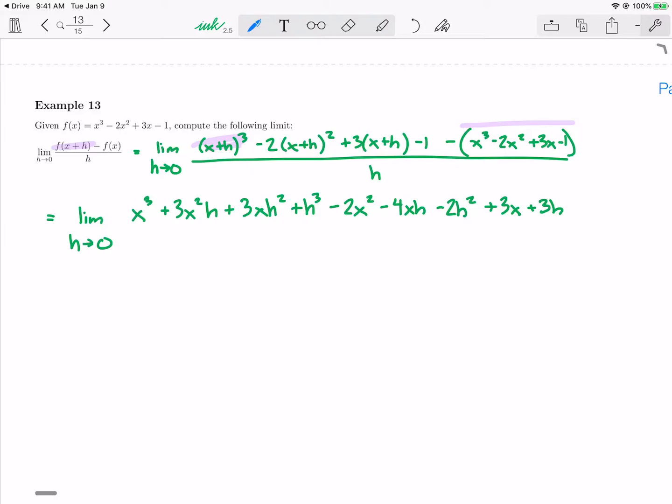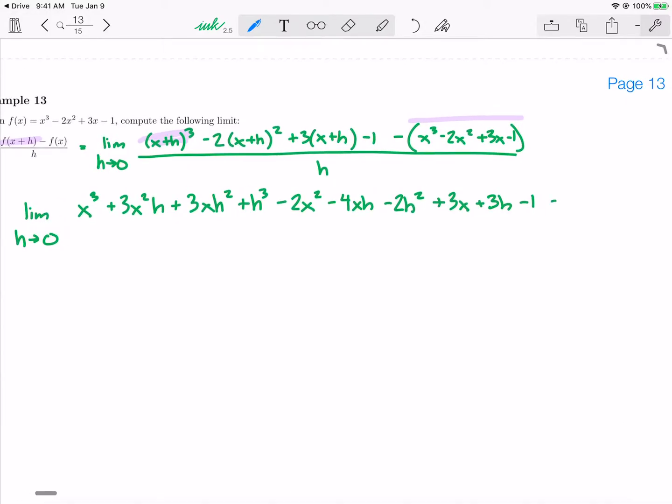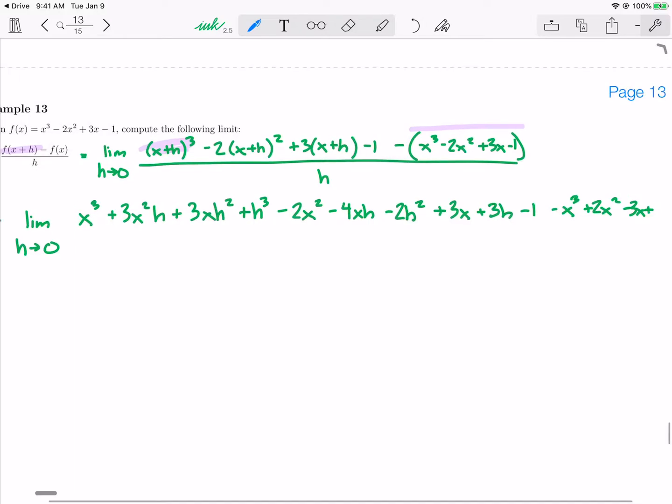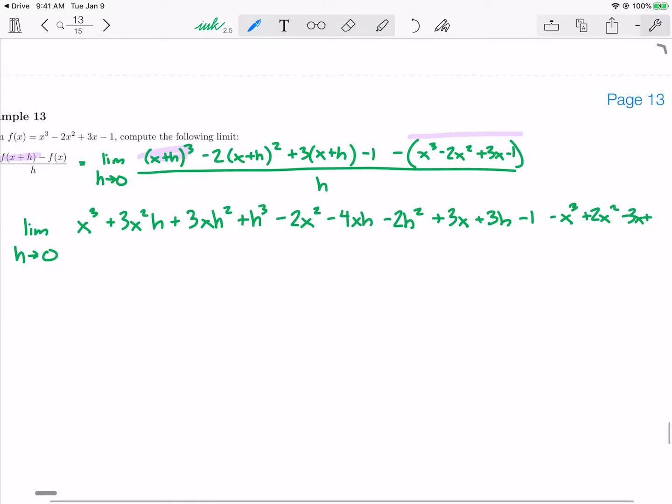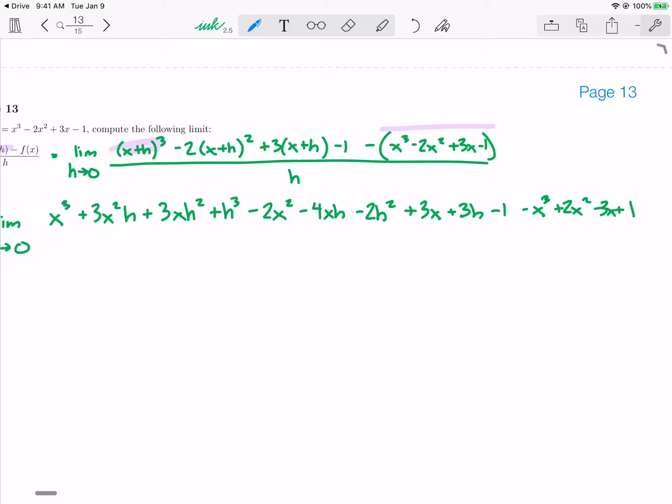So I've got the 3 distributed minus 1. And now I got to carefully distribute my negative. So I've got minus x cubed plus 2x squared minus 3x plus 1. I can sneak that in there. It's right by the scroll bar. There we go. And that's all over h.